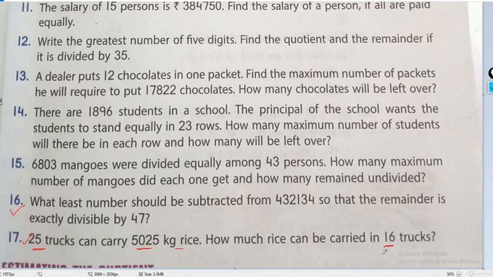Now you will say, ma'am, either they have not given the information of one truck, or they are not asking the information of one truck. So what should we do? Now beta, how do you have to do this question? Okay, you will simply, from this information that has been given, first find out the information of one truck. For now you forget this statement, this statement you should forget.